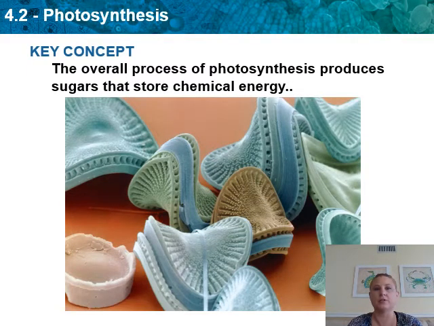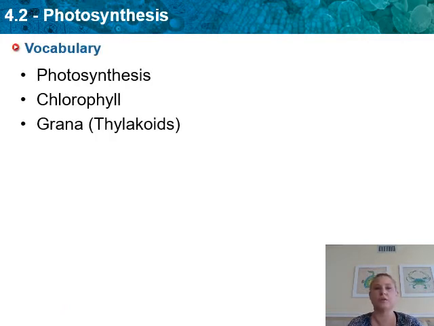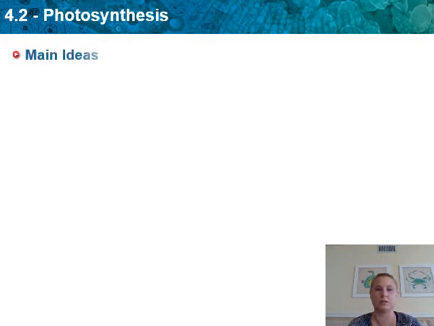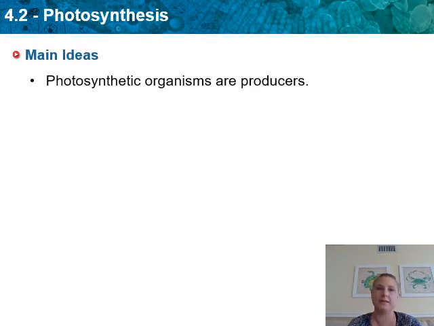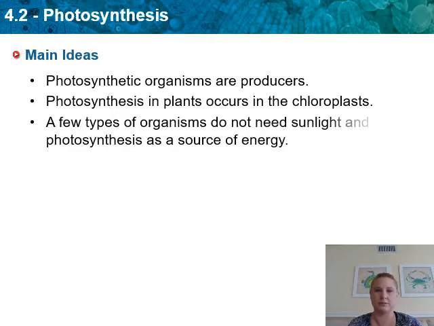Our key concept is that the overall process of photosynthesis produces sugars that store chemical energy. Some vocabulary: photosynthesis, chlorophyll, grana or thylakoids, stroma, light-dependent reactions, light-independent reactions, chemosynthesis. Main ideas are that photosynthetic organisms are producers, and photosynthesis in plants occurs in the chloroplasts.